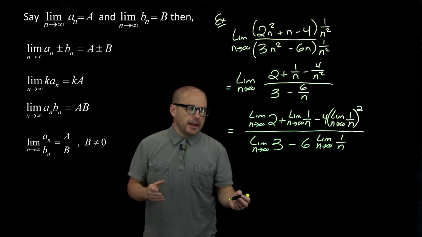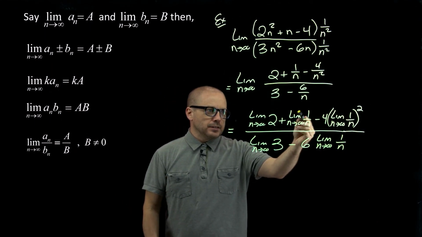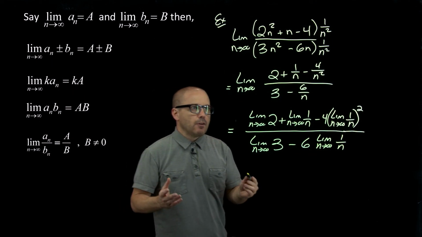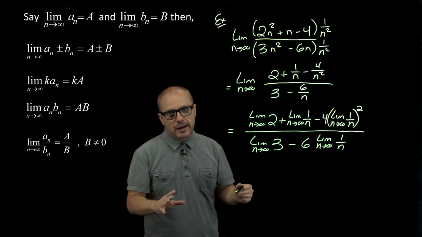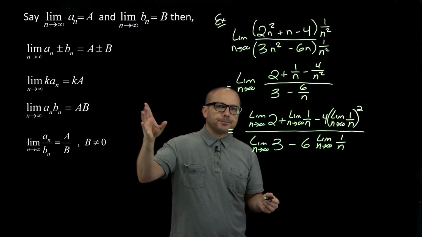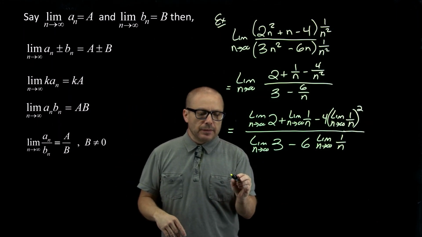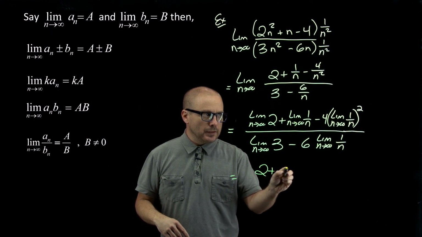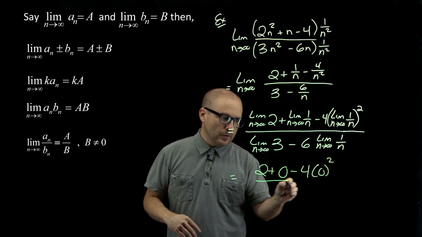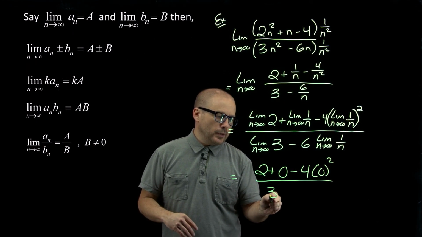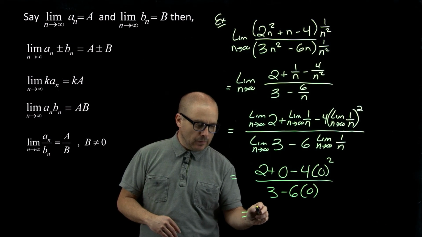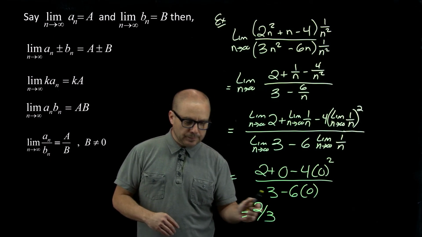And now this limit is the limit of 1 over n, 1 over n, 1 over n. So any rational expression could really be broken down to a bunch of limits of 1 over n via the properties. And so then this just becomes 2 plus 0 minus 4 times 0 squared over 3 minus 6 times 0, or 2/3.